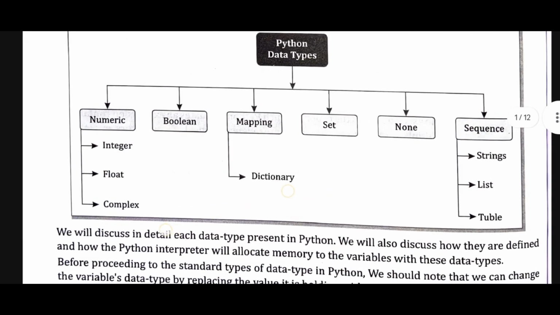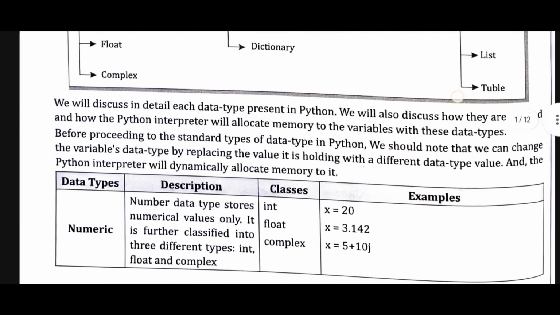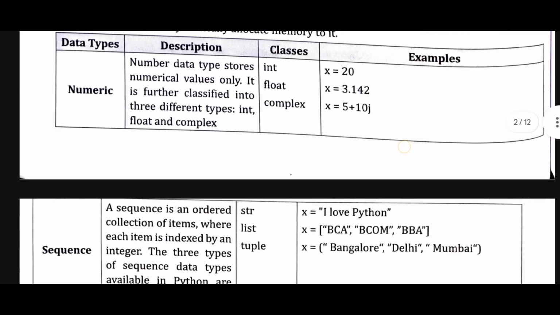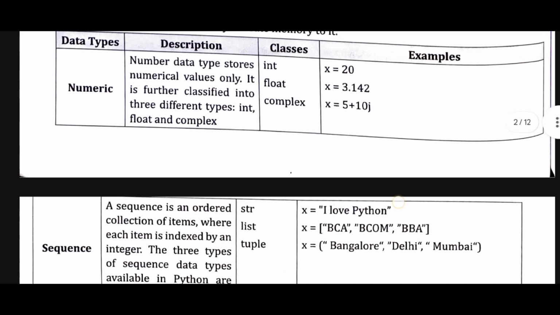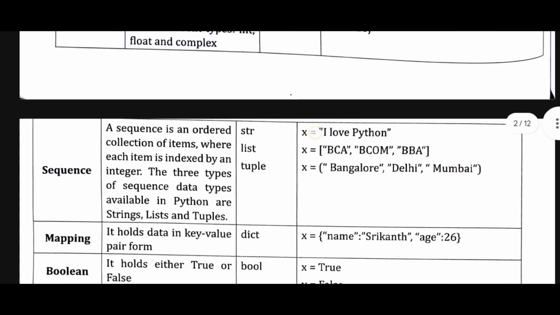So looking on to Python data types, we have these many data types in Python, which is numeric, boolean, mapping, set, none and sequence. Let us look on to what is numeric data type. Numeric data type holds the number value, which is int, float and complex. Integers will be holding whole numbers like from 0 to infinity, but whereas float will be holding decimal point values, and complex will be having complex values.